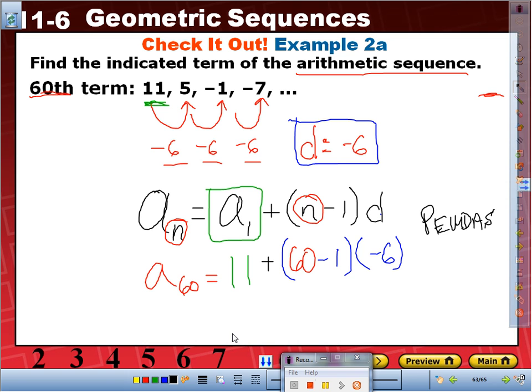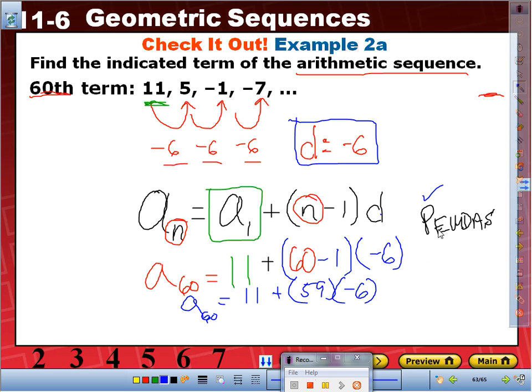All right, here we go. So, parentheses. We're going to start with a parentheses. Can we simplify this one? 60 minus 1, that's 59. And we need to multiply times -6. And then at the end, we add 11. And that's going to give us our 60th term.